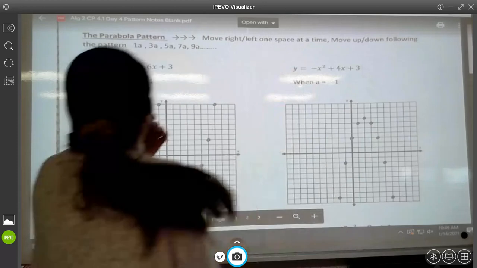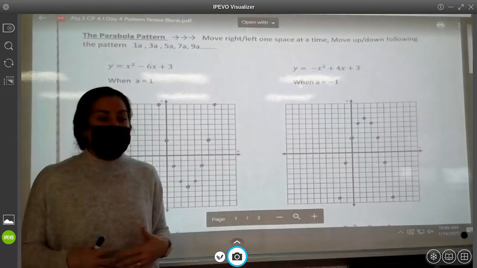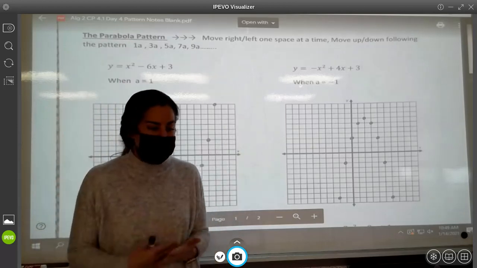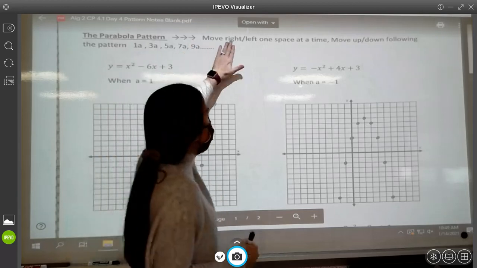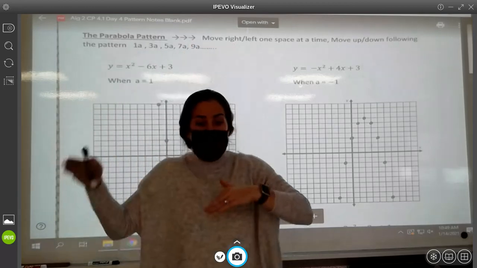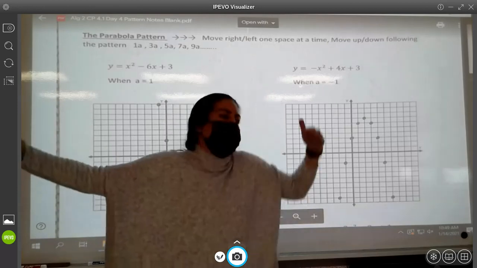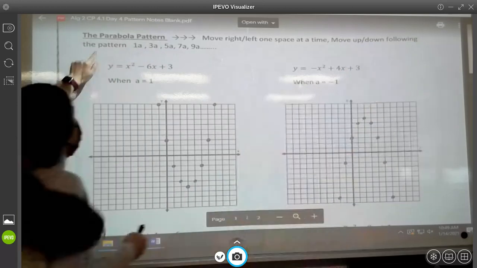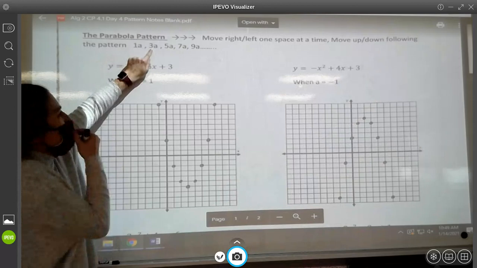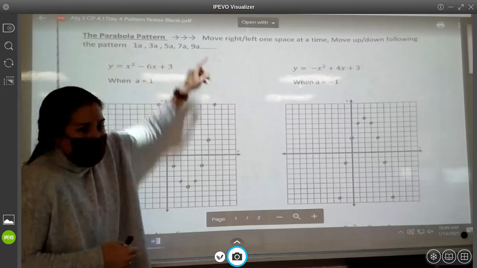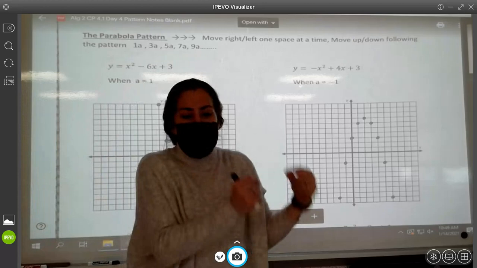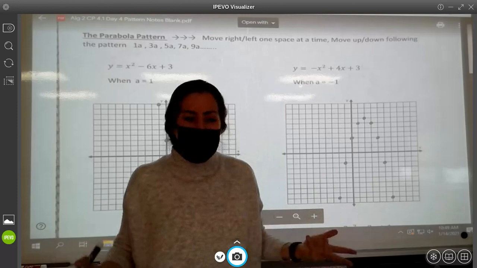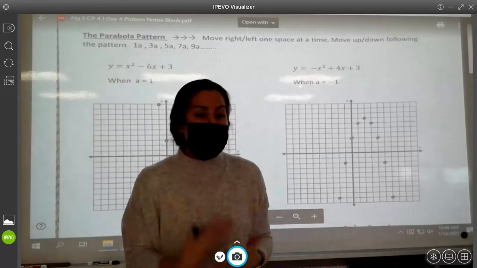All right, so fortunately, these parabolas, these U-shaped graphs, actually go up and down following a very specific pattern. The pattern says you always move right or left one space at a time. You go right one, right one, right one, left one, left one, left one. But these parabolas move up or down following the pattern 1A, 3A, 5A, 7A, 9A. And that A is the number in front of x squared that we've been using all along. So it looks like the odd number pattern in a way. They will always go up or down following that pattern.